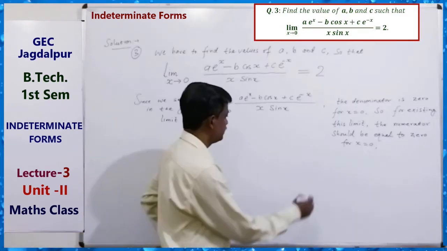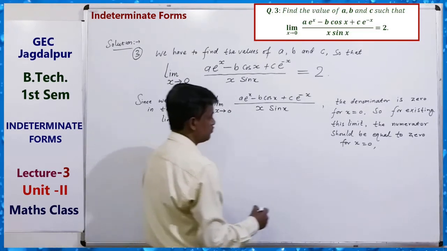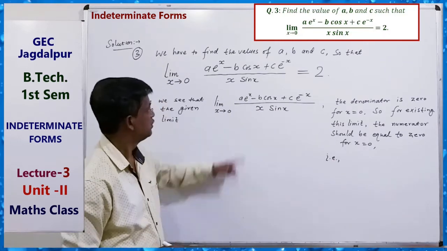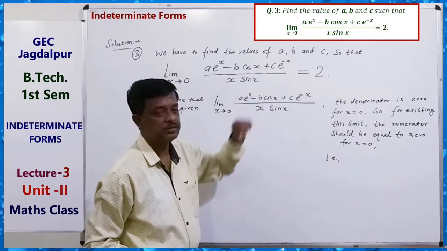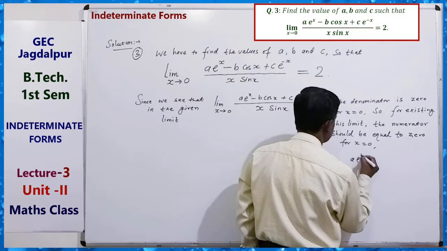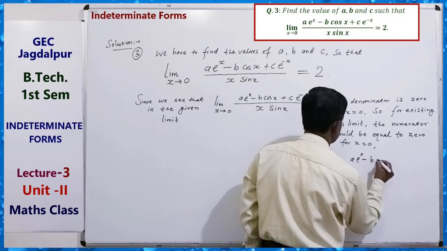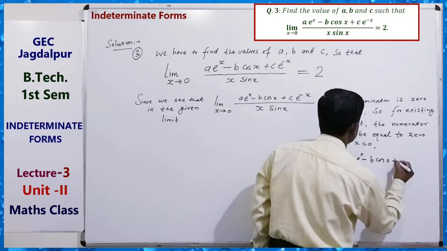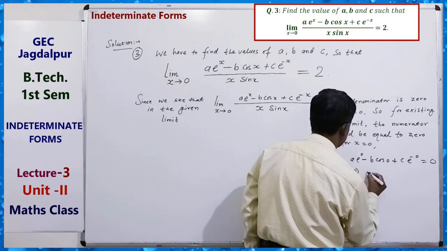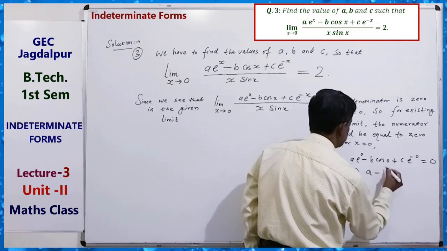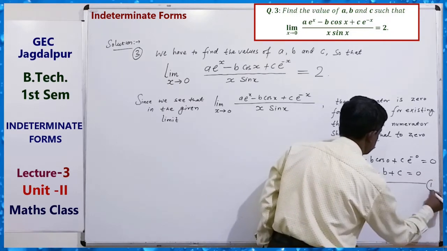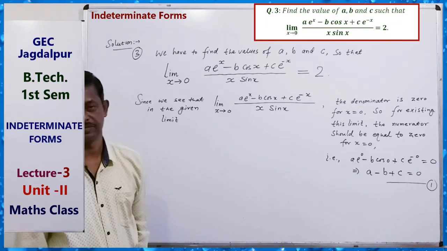That is, in the numerator just put x equal to 0. a e to the power 0 minus b cos 0 plus c e to the power minus 0 equals 0. So this implies a into 1 minus b into 1 plus c into 1 equals 0, that is a minus b plus c equals 0. So this is equation first.